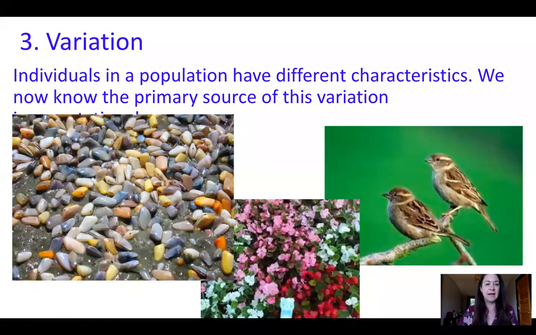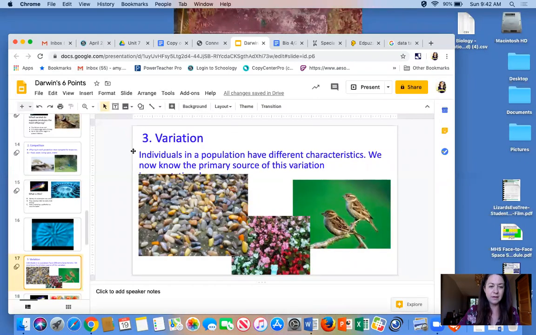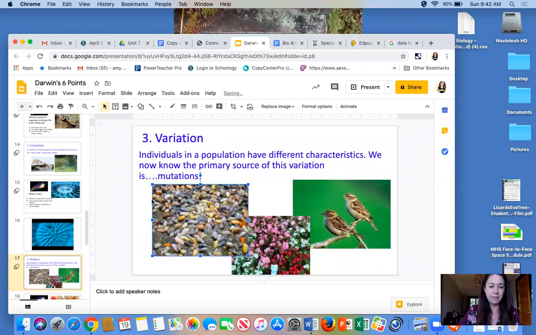All right, next let's talk about variation. So individuals within a population, you have this overpopulation, that there is variation. Now I just noticed on my slide here, you can't see that last little bit, so let's fix that really quick. Should have noticed that before, but I didn't.